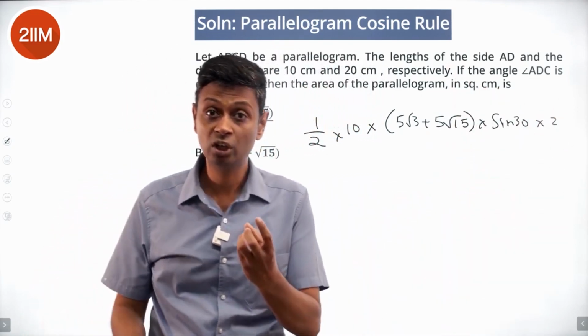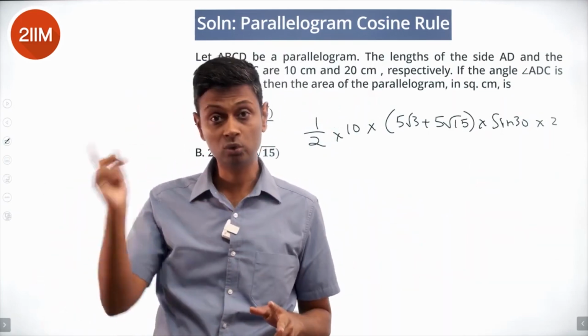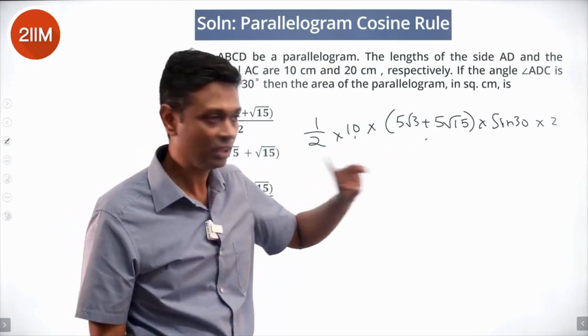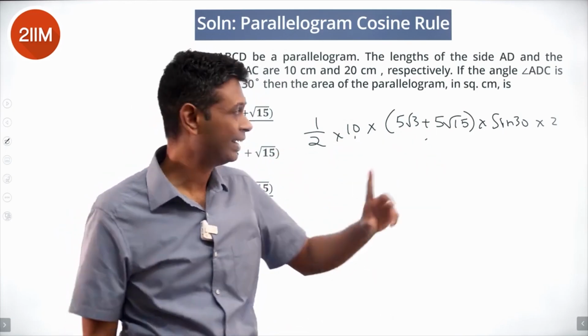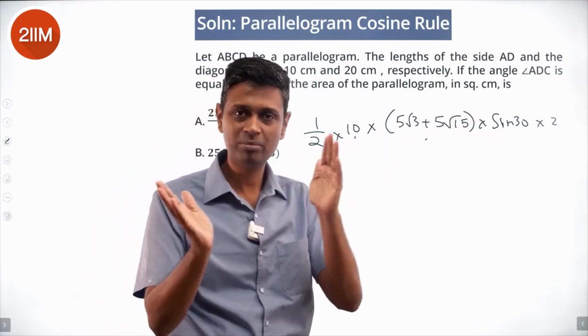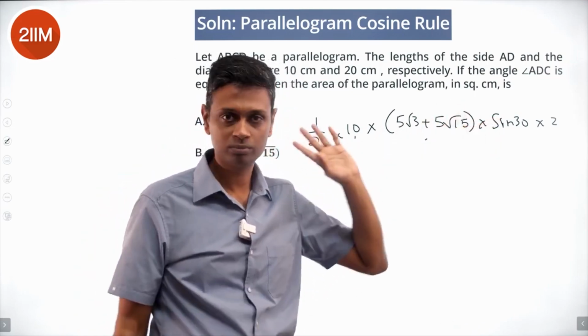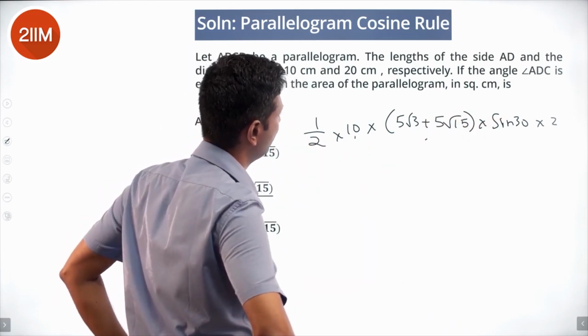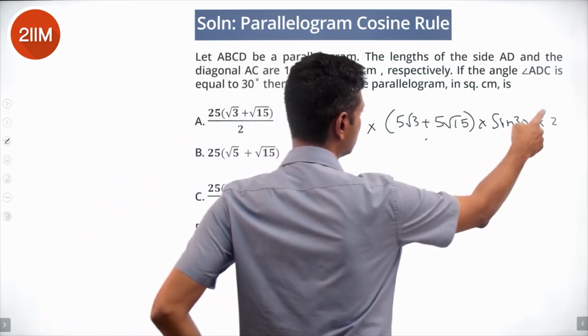Half AB sine C for area of the triangle, into 2 for area of the parallelogram. This is AD, this is DC. We found DC by plugging in cosine rule. AD was given. Half AB sine C, AB and sine of the angle in between, into 2. That's what we're doing. So this is 5, this gets cancelled.